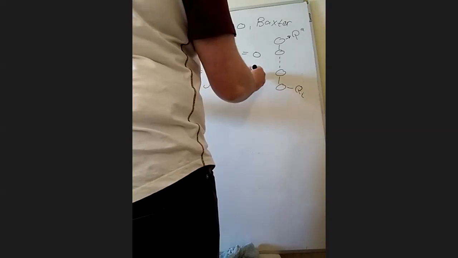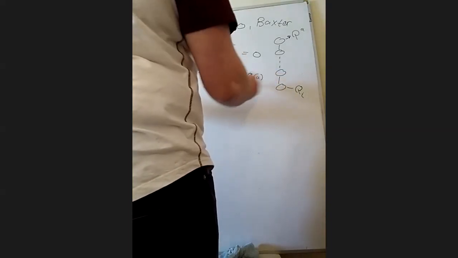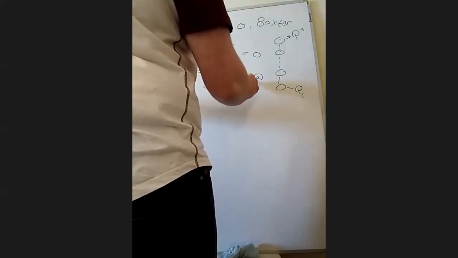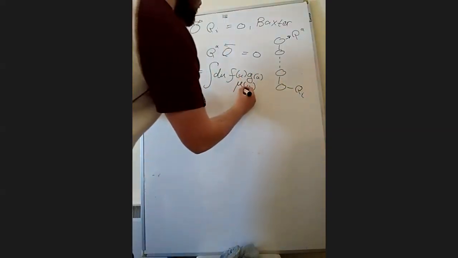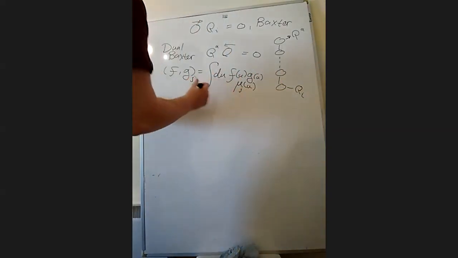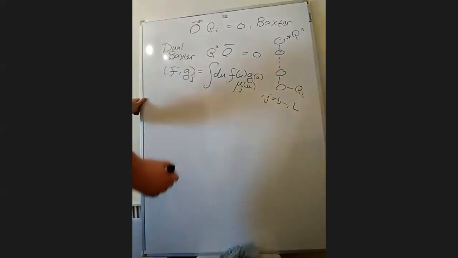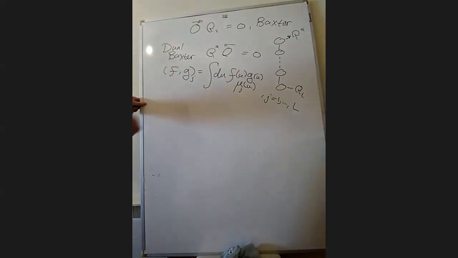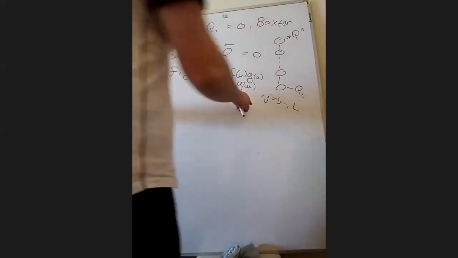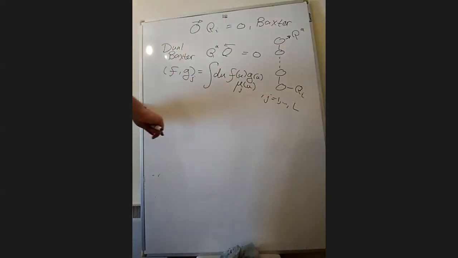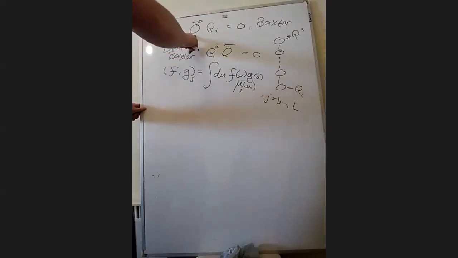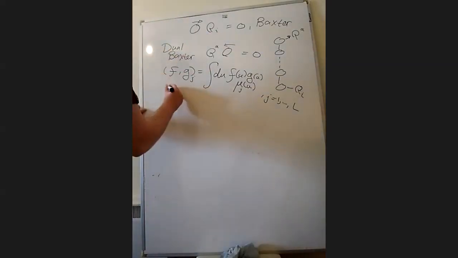We have this f of u, g of u, and then some measure. Actually, we have j such measures, right? So j runs from 1 to L. The explicit form doesn't particularly matter for the time being. All that matters is actually that it's i-periodic, and that when you use this inner product, this Baxter operator is actually orthogonal with respect to it.